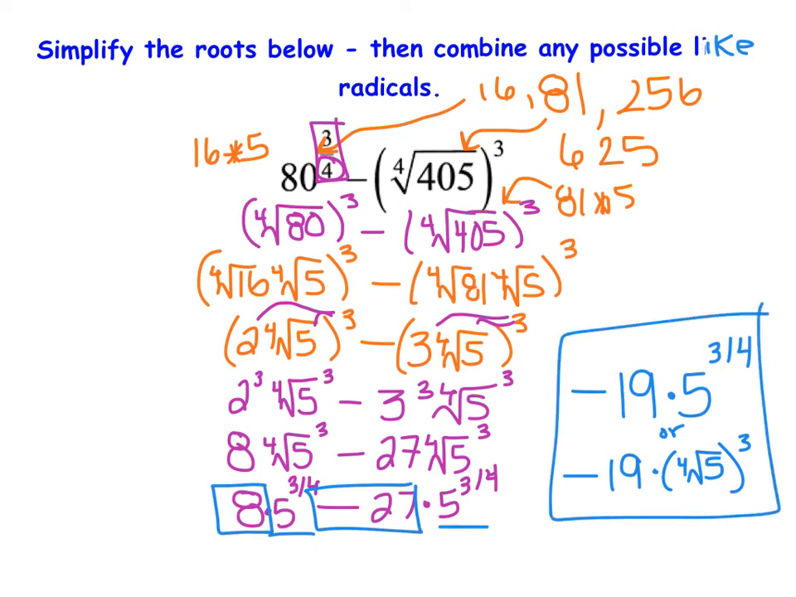So we can see that even when we have different representations to start, we can still use this same concept of like radicals in order to combine these and simplify them using addition and subtraction.